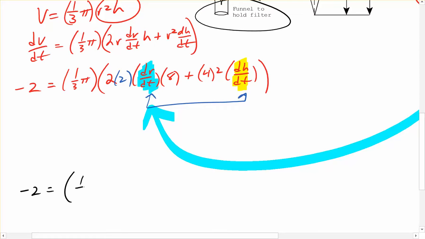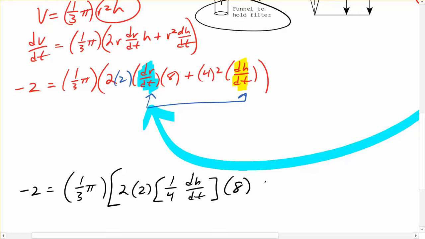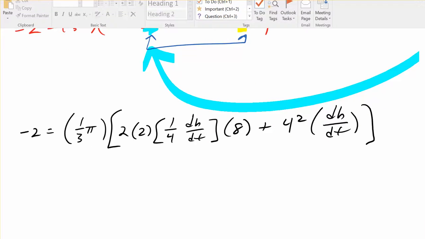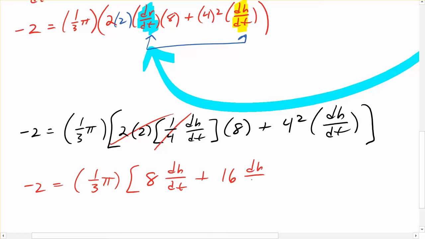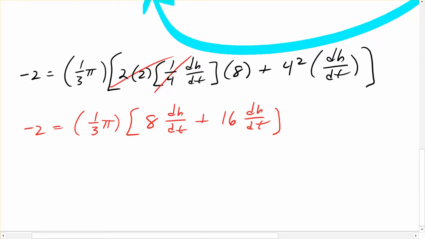-2 is equal to 1/3 pi times 2 times 2 times 1/4 dh dt, right? Times 8 plus 4 squared times dh dt. And before we isolate, can we break this down a whole lot? What do we end up with? This goes away, right? Do you agree? 4 and 4, so -2 equals 1/3 pi times what? 8 dh dt plus what? 16 dh dt. What can we factor out of this?